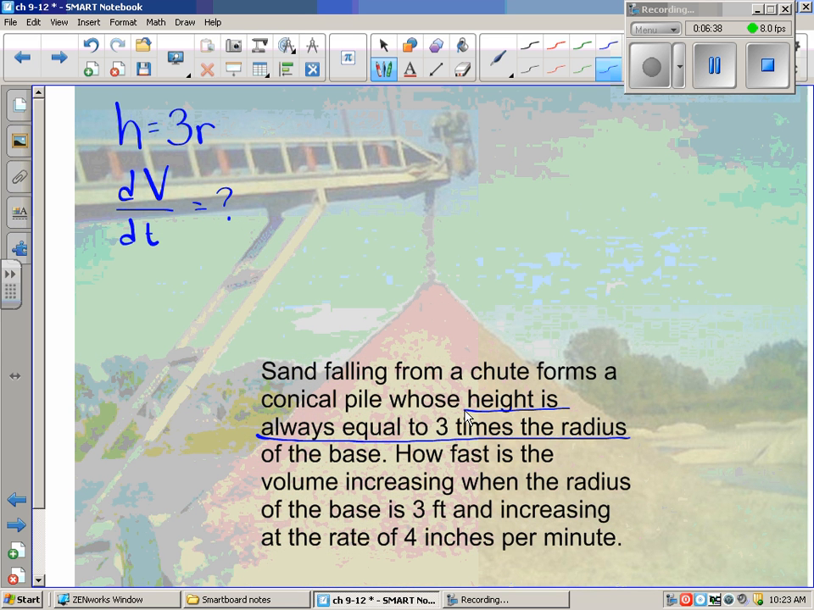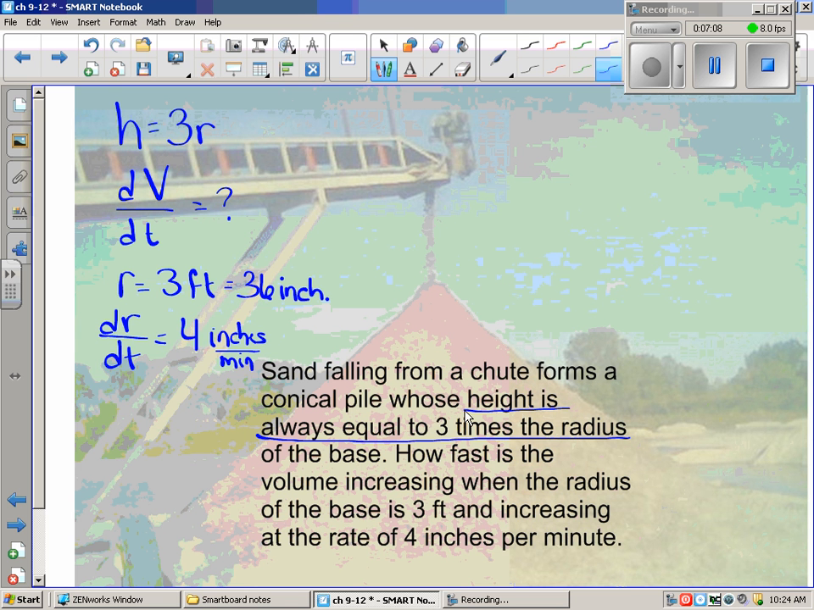And it says when the radius of the base is 3 feet. So I know that the radius is 3 feet. And I also know that the radius is increasing, so dr/dt is increasing at a rate of 4 inches per minute. Again, notice that it says inches per minute, and so there is a trick to that, because we wouldn't want the radius to be in feet and yet the rate to be in inches. So we would convert this pretty quickly, at least I hope you recognize, to 36 inches.